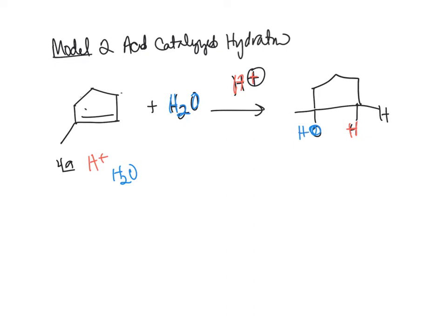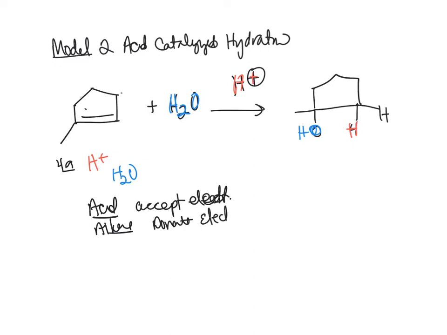H plus acts as a what? Did you write acid? Did you circle acid? Recall the Lewis acid-base definition. An acid will accept electrons. So it's going to accept those electrons, and the alkene will most likely donate electrons. Okay, so your nucleophile, you have your double bond there, and that's going to donate the electrons.